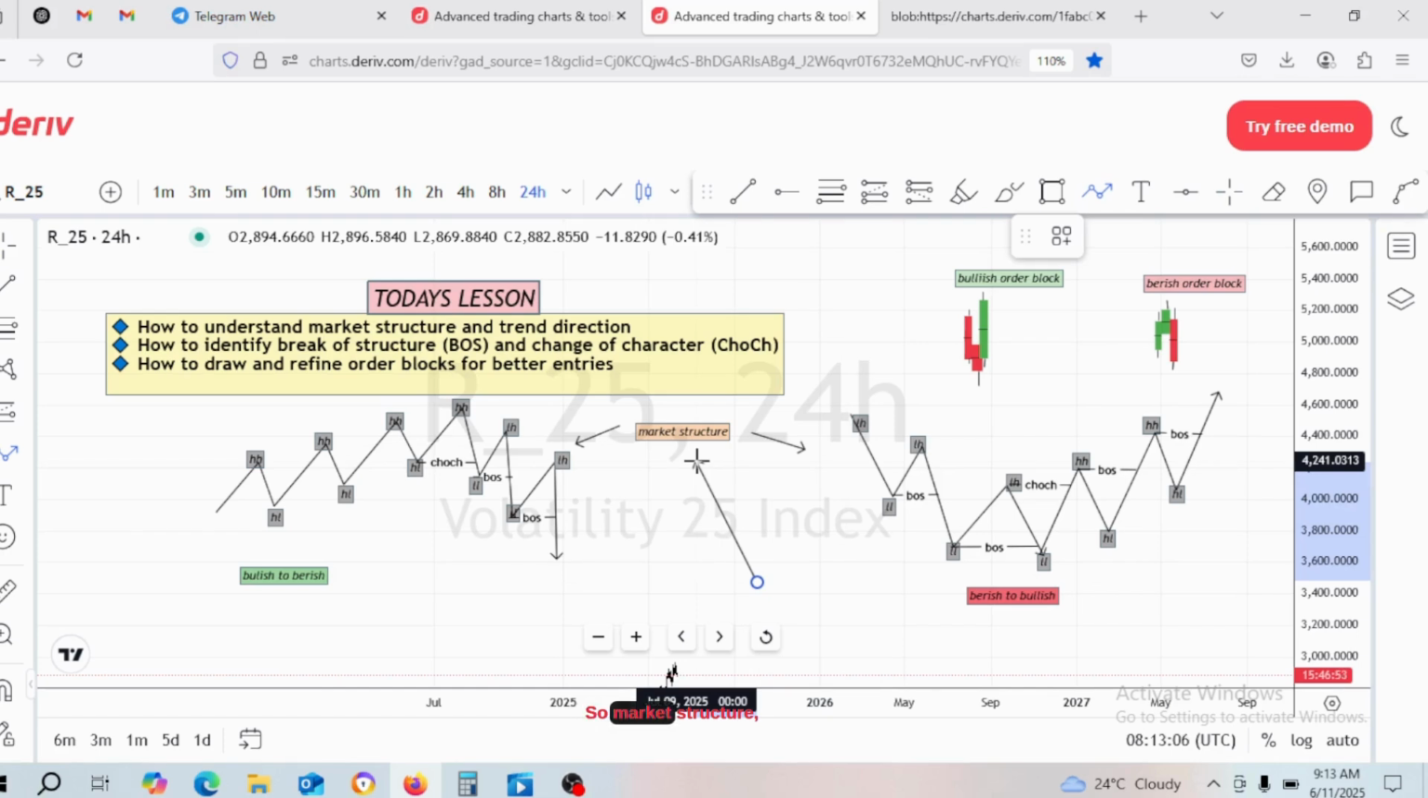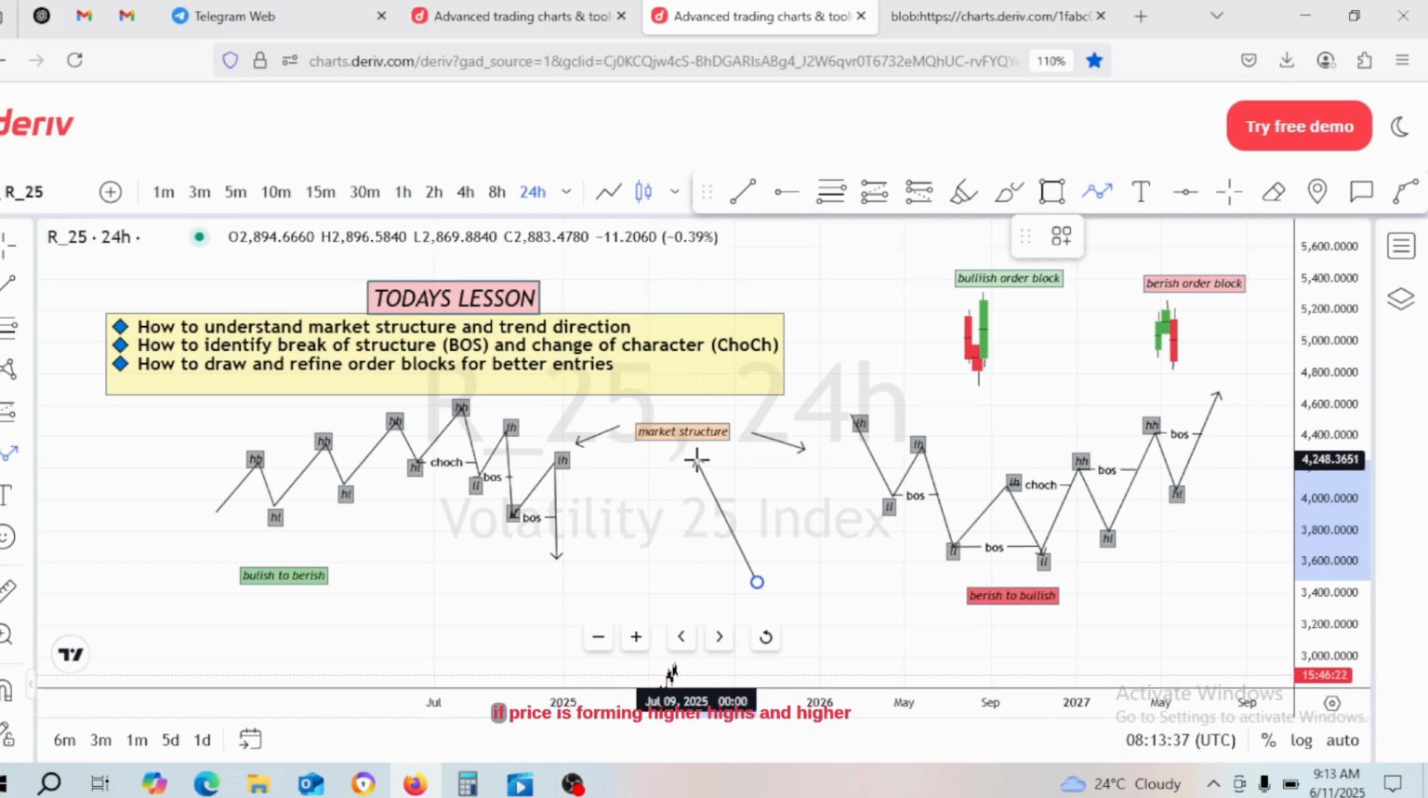So market structure is the most important concept. Do you understand, guys? Every market moves in trends. We have uptrend, we have downtrend, and we have consolidation. But I'll be talking about the two common trends, which is the bullish trend and the bearish trend. And when we are in a bullish trend, we are buying, and when we are in a bearish trend, we are selling. So get the concept, guys.